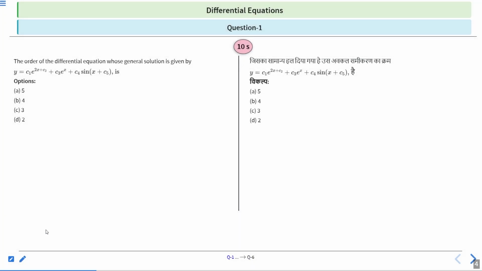Let's start with question number 1, which says: the order of the differential equation whose general solution is given by y is equal to c1 e to the power 2x plus c2, plus c3 e to the power x, plus c4 sine x plus c5, is. So we have to basically find the order of this differential equation.